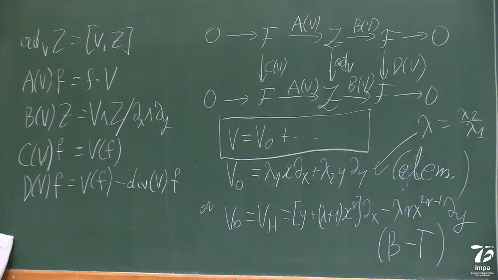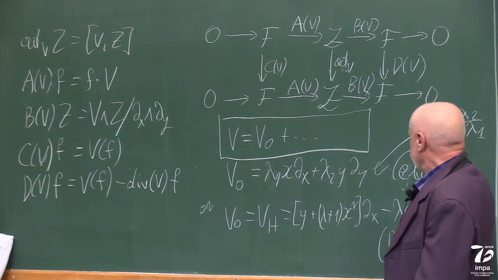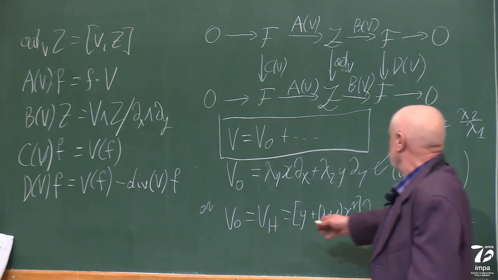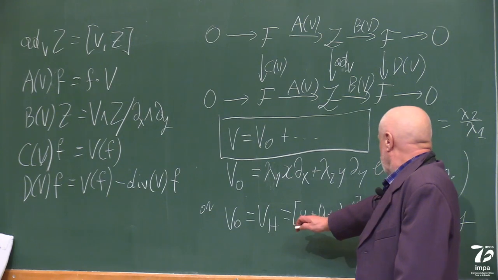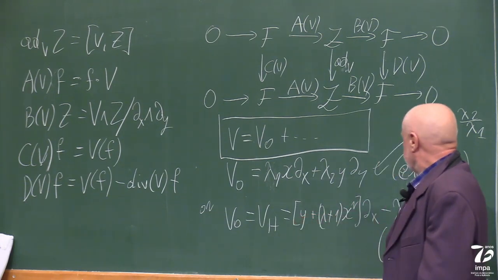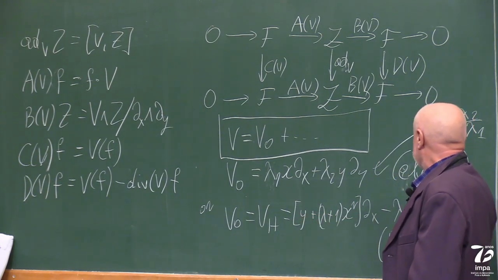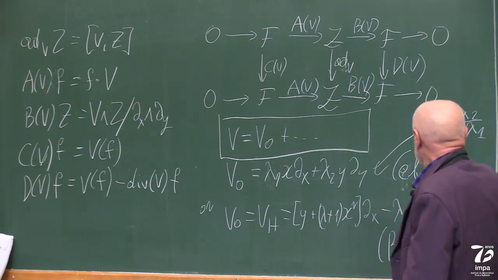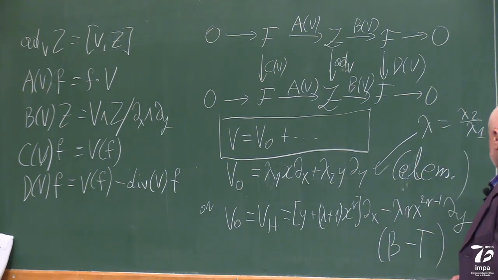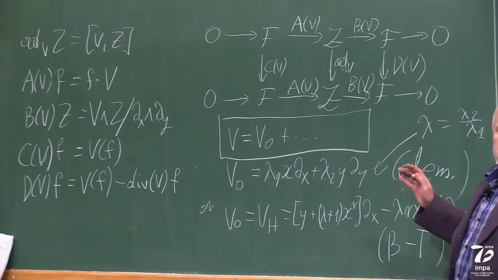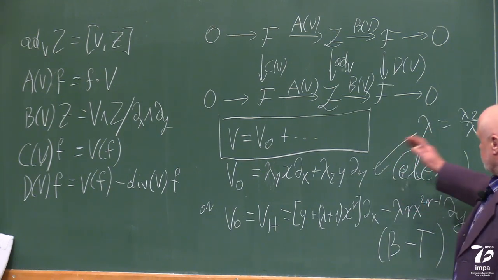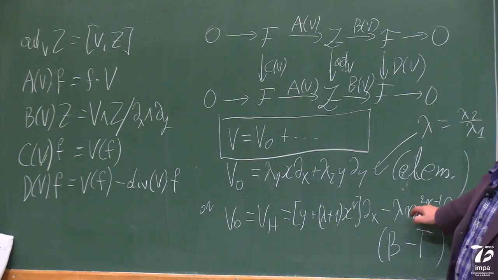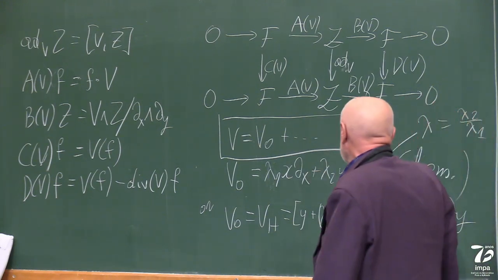So this is an elementary singularity, and the situation is rather well known. And the other is the case where V0 is V_H, which is written here. So it is (y plus (lambda plus 1) x^r) dx minus lambda r x^(2r minus 1) dy. It is the so-called Bogdanov-Takens singularity. The leading part of a Bogdanov-Takens singularity can be reduced to such a form. And there are other higher order terms.